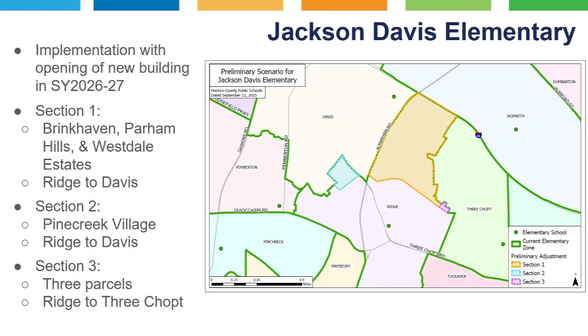And finally, there are 3 parcels in Section 3 on the map, in the small purple stripe section of the map at the very tip of where the orange and green meet. This area would be rezoned from Ridge Elementary to Three Chopped Elementary. These parcels do not currently have any students living in them, and this would be a preemptive measure for pupil transportation purposes.